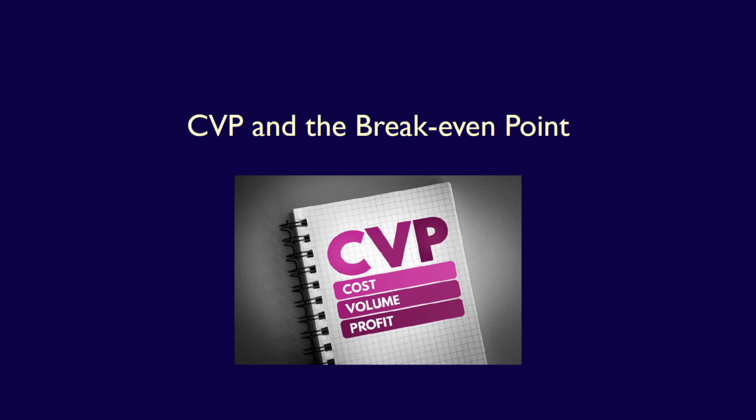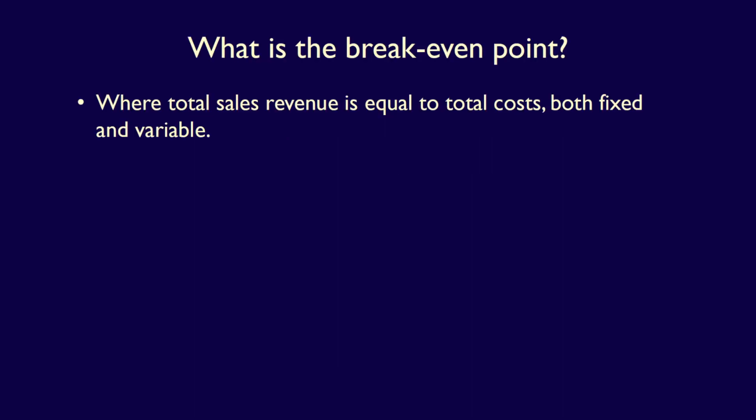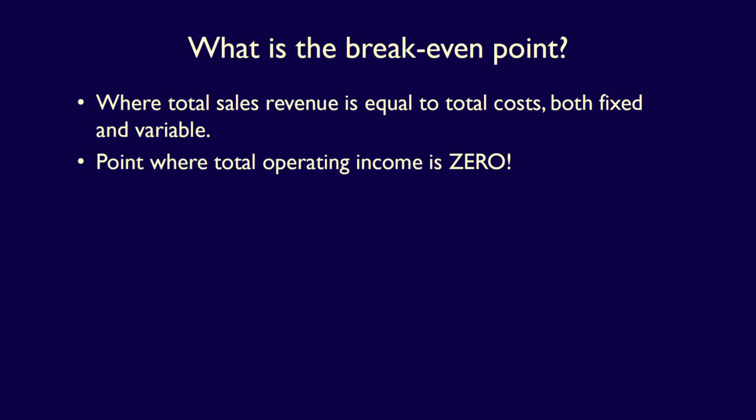In this video, we'll be using cost volume profit analysis to calculate the break-even point. What is the break-even point? It's the point where sales revenue is equal to total costs, both fixed and variable. Therefore, it's the point where operating income is equal to zero because total revenues are equal to total costs.